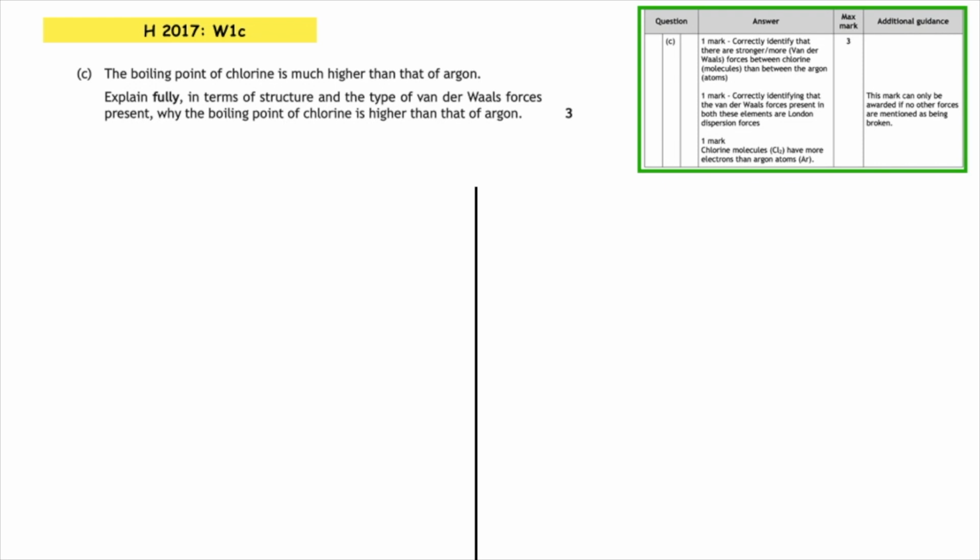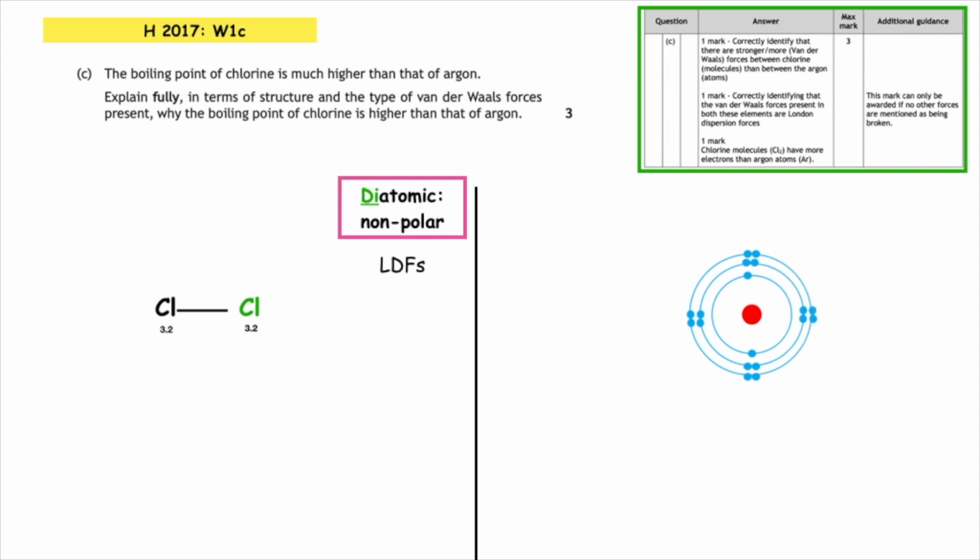So we write down the structure for chlorine, which is diatomic. We look up the electronegativity, which is 3.2. There's no difference in electronegativity, so it's classed as non-polar and will only have LDFs. Argon is a group 0 or group 8 element. It's a noble gas. It exists as a single atom, so would be monatomic, and again would only have LDFs.